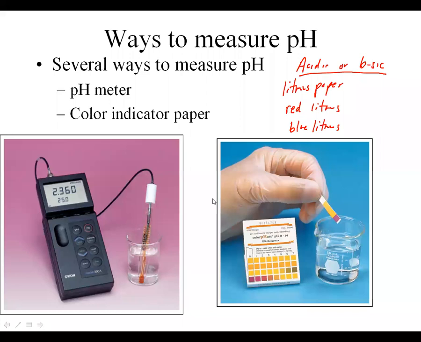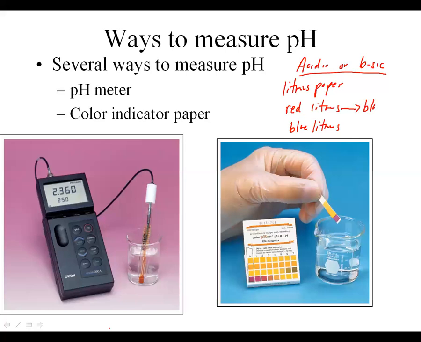And if we have red litmus paper that goes to blue, that means that it's basic if it turns that red litmus paper blue. And if you have blue litmus paper and it turns red, that means that it is acidic.